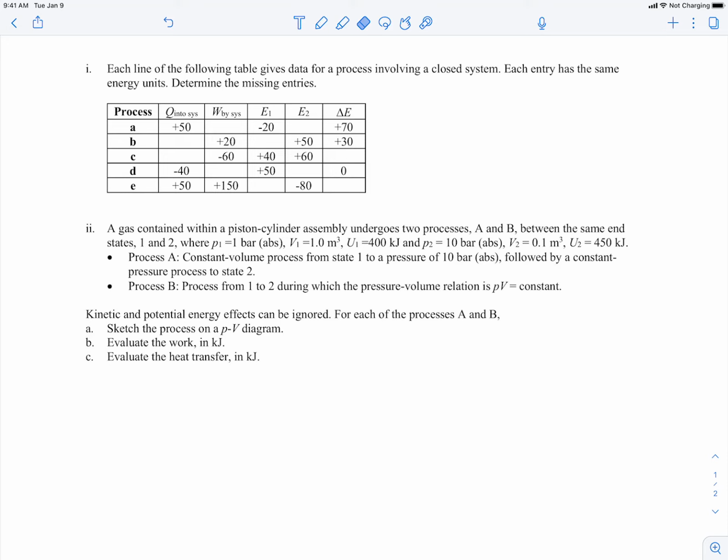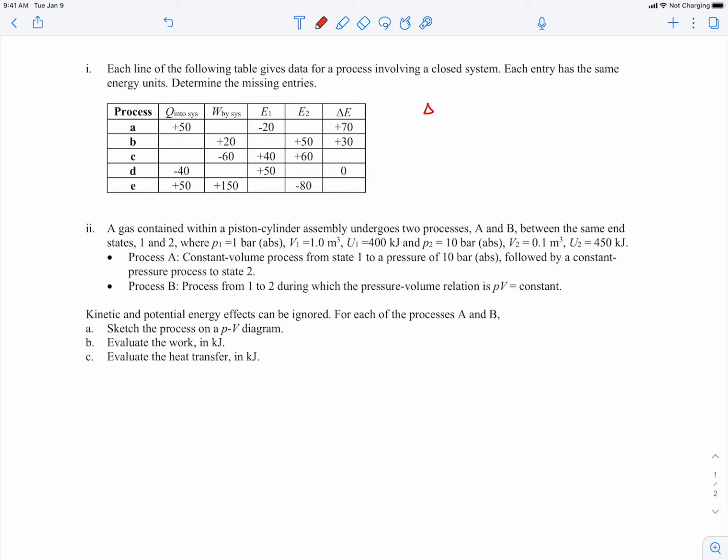So in this example, we start with a table of values for different processes. For these different processes, we're told the energy added via heat transfer, the work done by the system, the total energy at state 1 and state 2, as well as the change in total energy. And we're asked to find all of these missing entries. This part of the problem will involve the first law. You can see that all of these terms in the first row here involve quantities found in the first law.